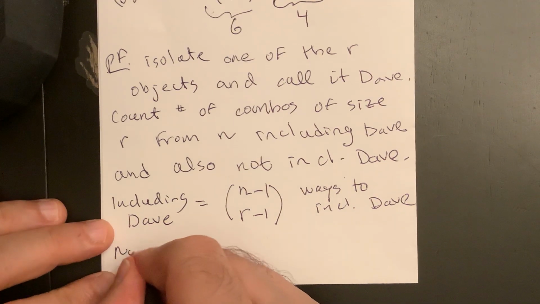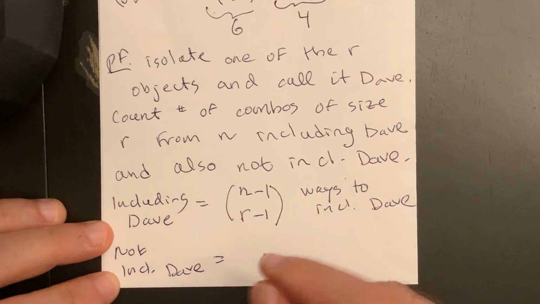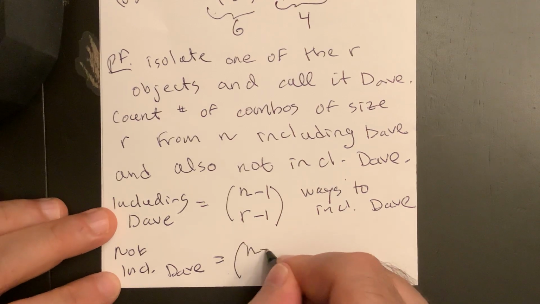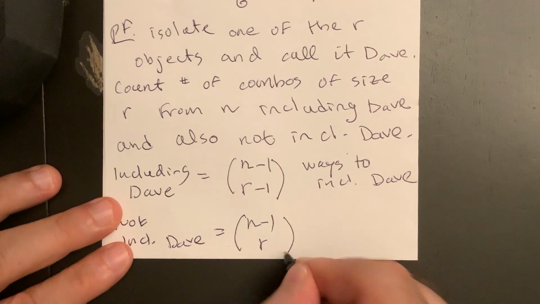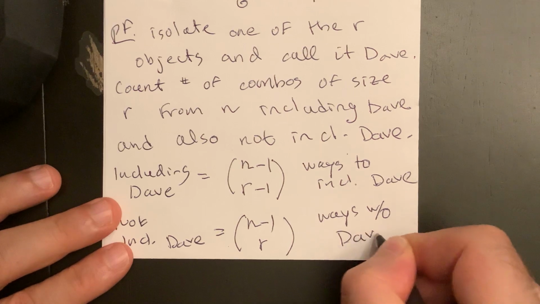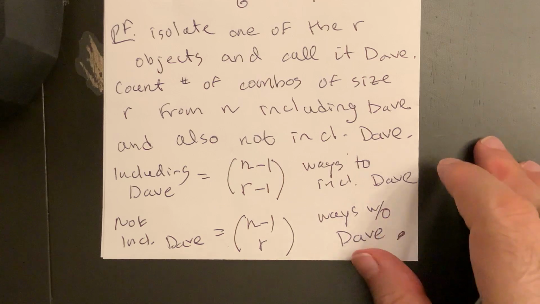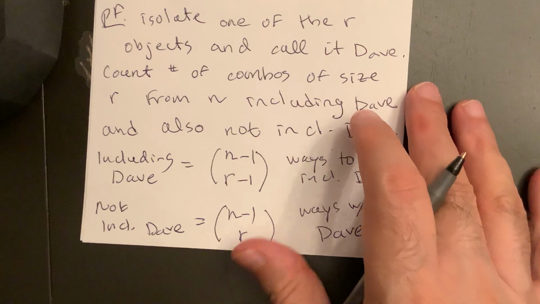So then not including Dave, well, I'm not including Dave. So that means Dave's still not in the pool to pick from. So it's still n minus 1, but now I need all r, right? So that's ways without Dave. And I add them together. Okay, so that's my proof. All right, it's a very useful identity. You can also prove this directly if you want by just using the formulas. It's not as interesting, I don't think.